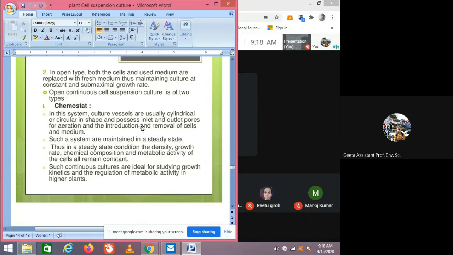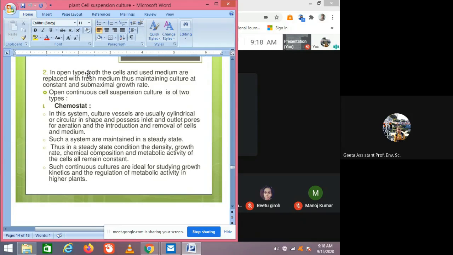In the chemostat the culture vessels are usually cylindrical or circular in shape and possess inlet and outlet ports for introduction and removal of the cells and the media. ये तो इसमें points होंगे ही. Such systems maintain a steady state formation. Steady state में क्या रहेगा, the density, the growth rate, the chemical composition, metabolic activity of the cells remain constant in the open system, not in the closed system.